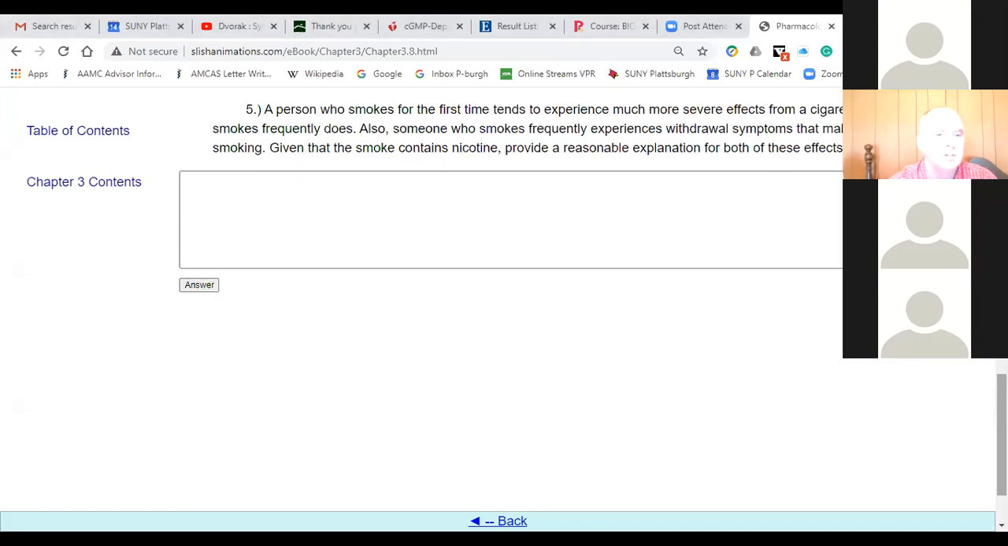Someone asked this question earlier, sort of, in a different sense. A person who smokes for the first time tends to experience much more severe effects from a cigarette than someone who smokes frequently. Also, someone who smokes frequently experiences withdrawal symptoms that make it difficult to quit. Given that smoke contains nicotine, provide a reasonable explanation for both of these effects. Reasonable, if people could disagree.